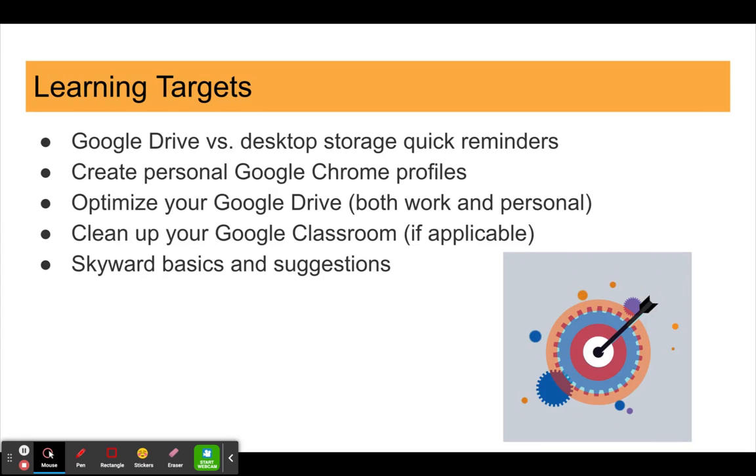Our learning targets, first and foremost: we're going to talk briefly about Google Drive versus desktop storage, just a quick reminder. We're going to look at creating a personal Google Chrome profile and toggling back and forth between your work and your personal. That way you can save your personal stuff for your personal profile and your work for your work. But we can also use our Google Drive and have shared folders so you can choose what you share to your personal through your work.